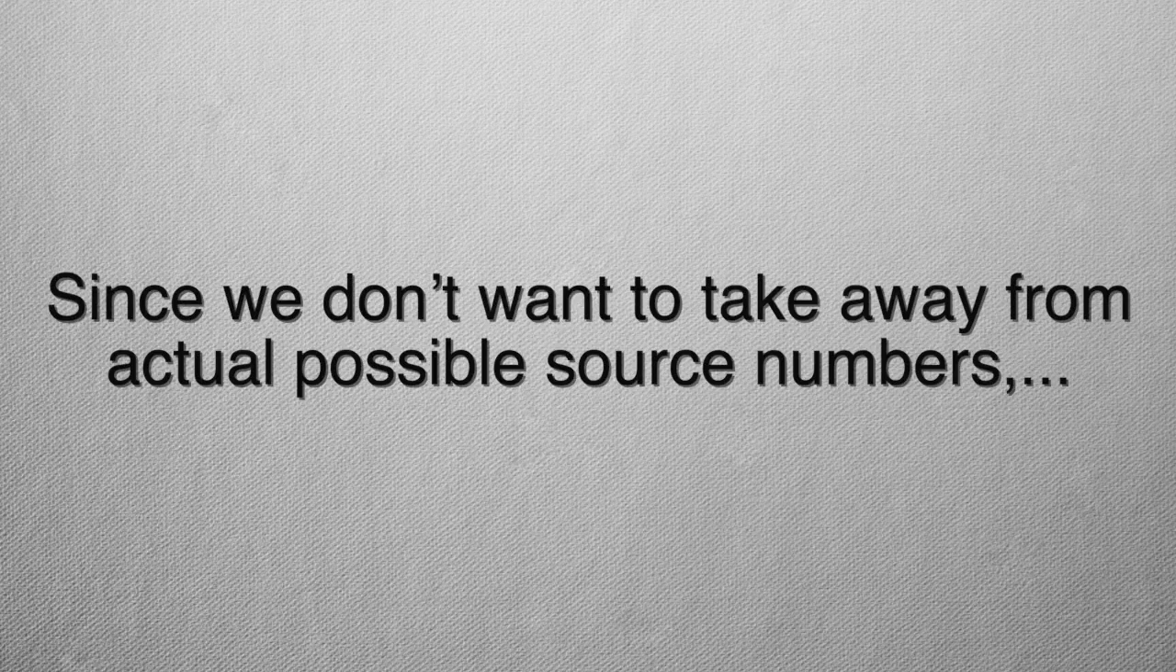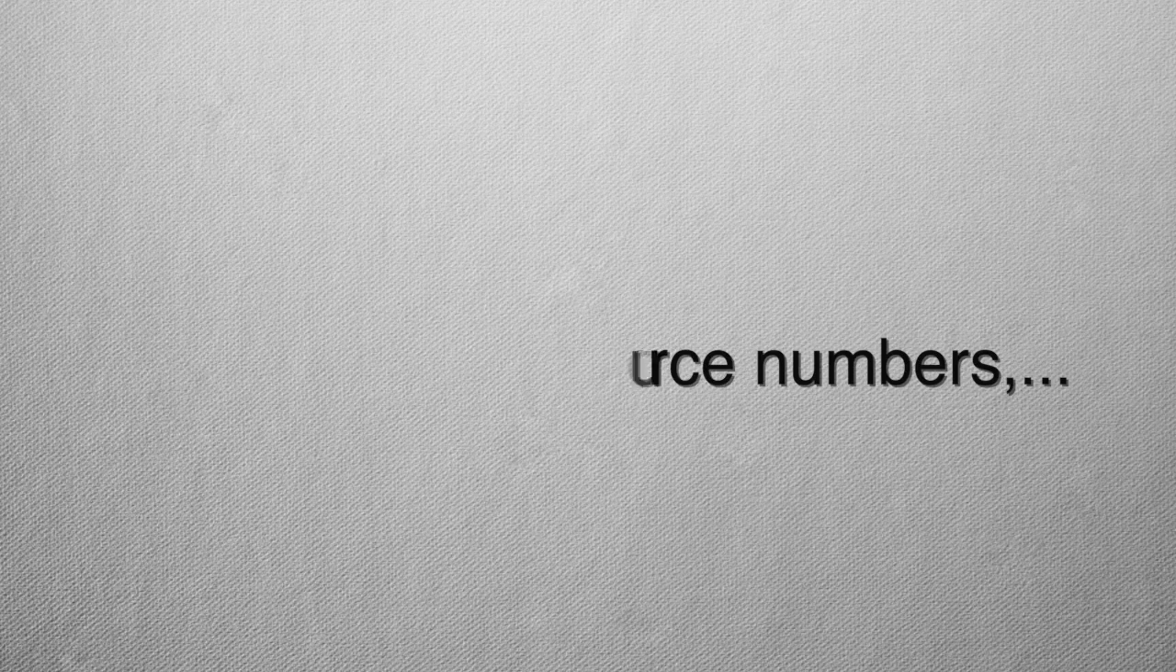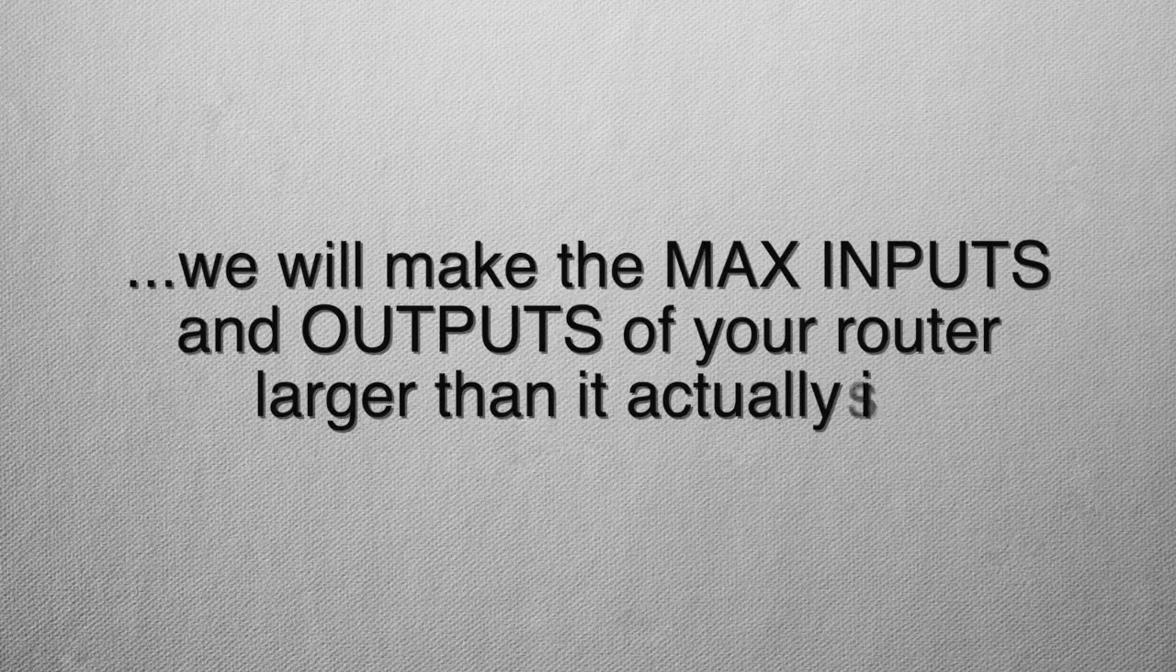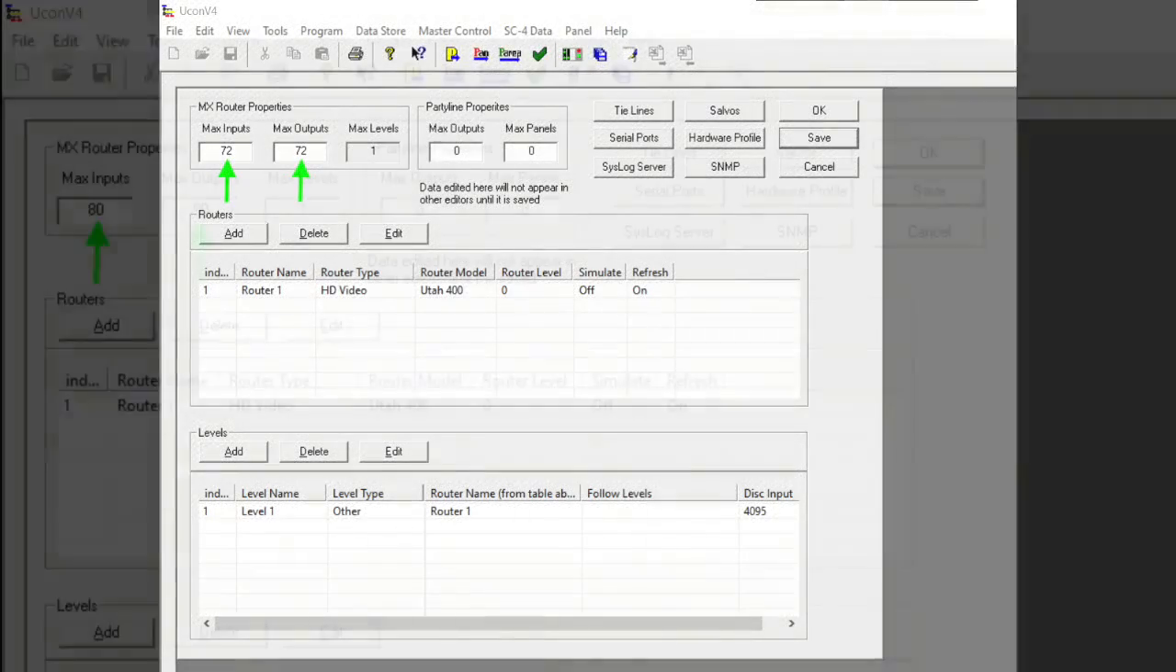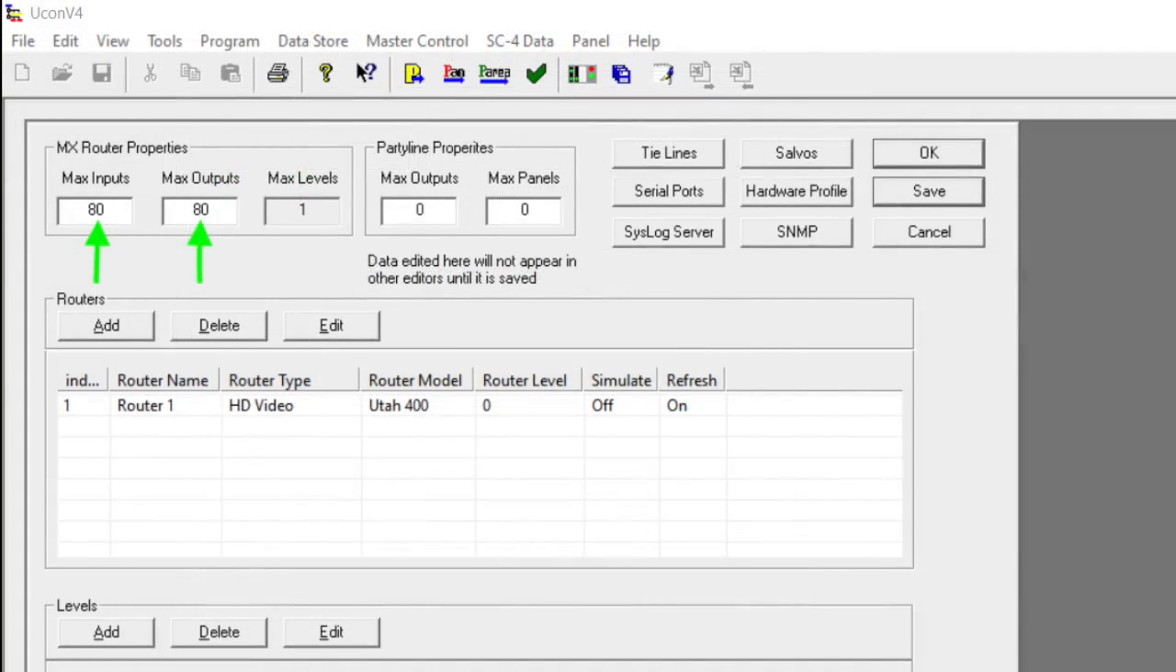Since we don't want to take away from actual possible source numbers, we will make the max inputs and outputs of your router larger than it actually is. In my example, I have a 72 by 72 router. I will simply change this to 80 by 80 or higher if I need more than 8 salvos. Save this and click OK.